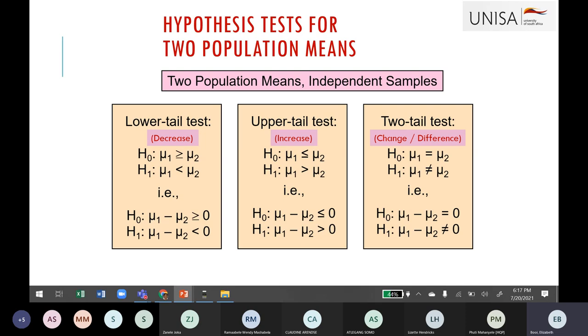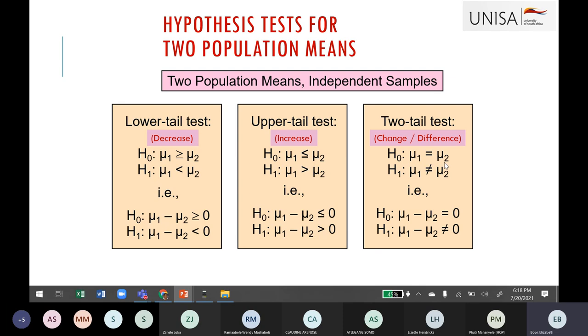So when we do it for independent samples, regardless of which one we're doing, whether the population variances are known, where you do a pooled variance t-test or you do a separated variance t-test, reading the statement that the researcher wants to prove will guide you in terms of how your alternative hypothesis needs to be. Are we testing for the lower test, which is the less than, or are we testing for the upper test, which will use the greater than, or are we doing a two-tailed test? The first two will be one-directional tests, and then the two-tailed test will be a non-directional test.